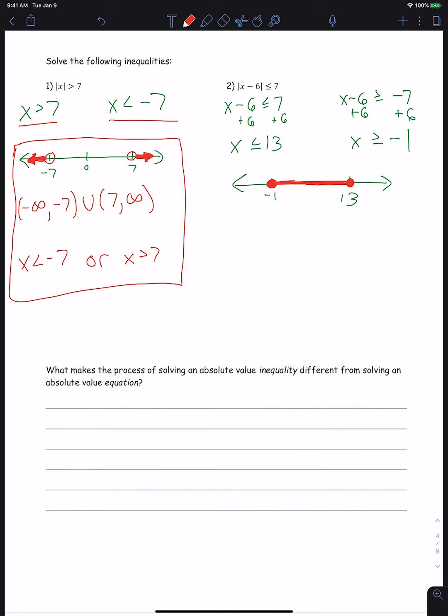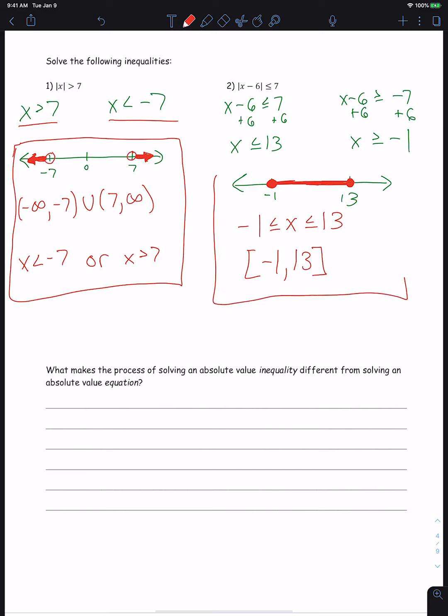So this would be an and inequality, so you can write it as negative 1 is less than or equal to x, which is less than or equal to 13. Or you can use interval notation. We would include negative 1 and 13, so you would use brackets there. And either of those ways of expressing the answer is completely correct.